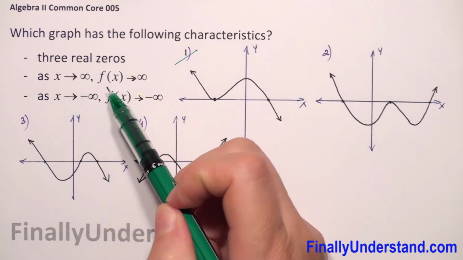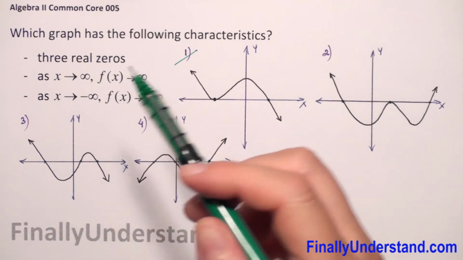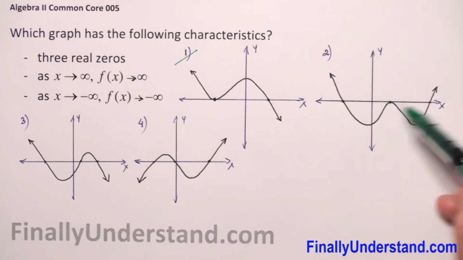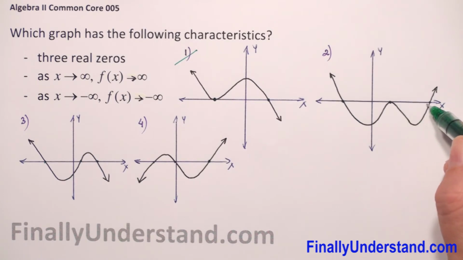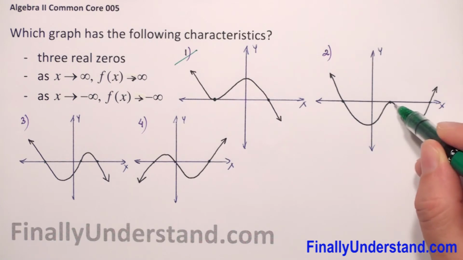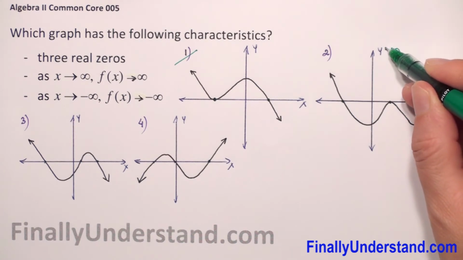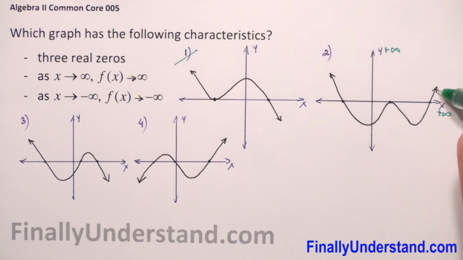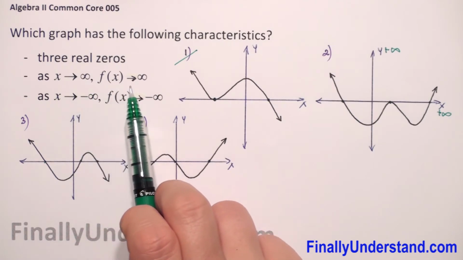Next, as x is going to positive infinity, when we don't have a sign, it's always positive infinity, and the values of our function are going to positive infinity. So let's see what we have in our second graph. X is going to positive infinity, so we are going to the right side. The values of our function are going up. So here we have positive infinity. So everything is okay. X is going to infinity, f of x is going to infinity.